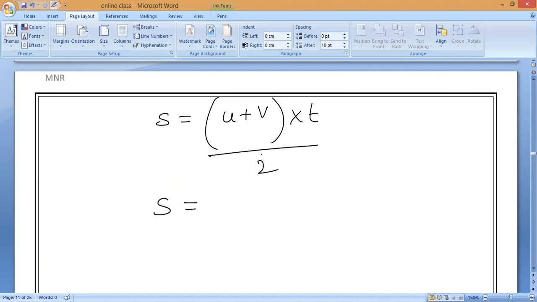Okay, sir. Let me write this one as U plus V or V plus U. Both are right or wrong? Same only, sir. 2 plus 1 or 1 plus 2, both are the same or not? So can I write this one as V plus U divided by 2 into T? Any doubt? Anybody can ask. Sir, this 2 is common for T also, no, sir? Just wait. I'm saying you. Okay?